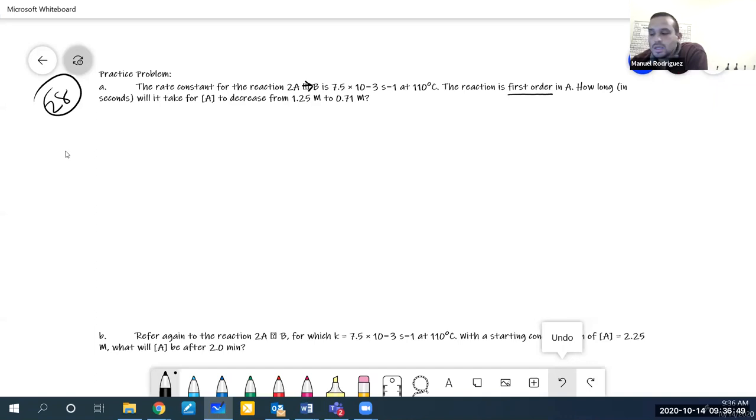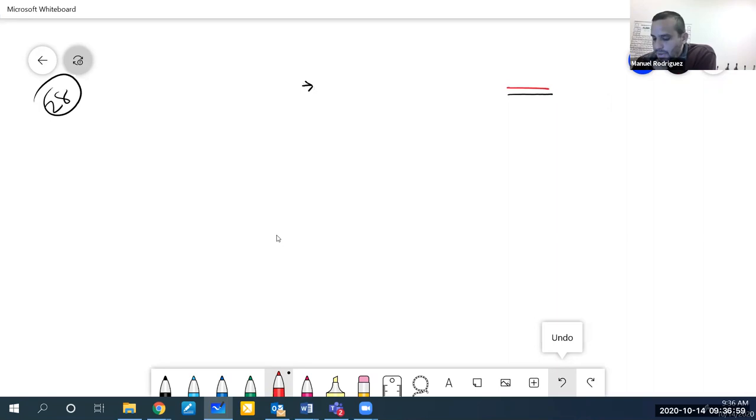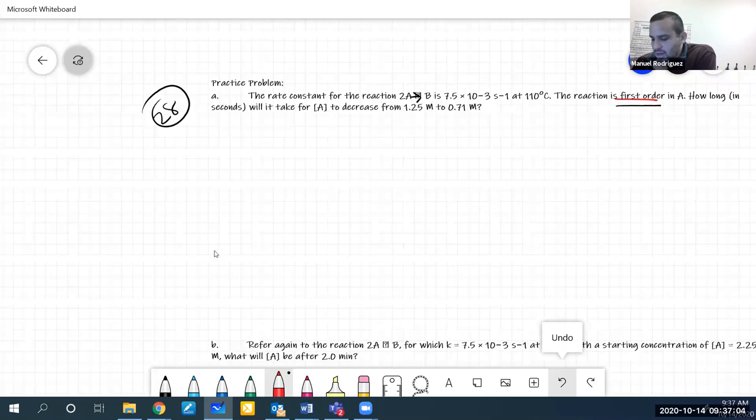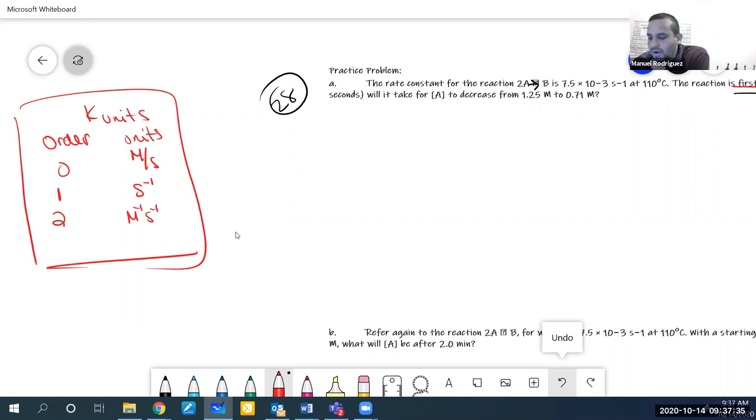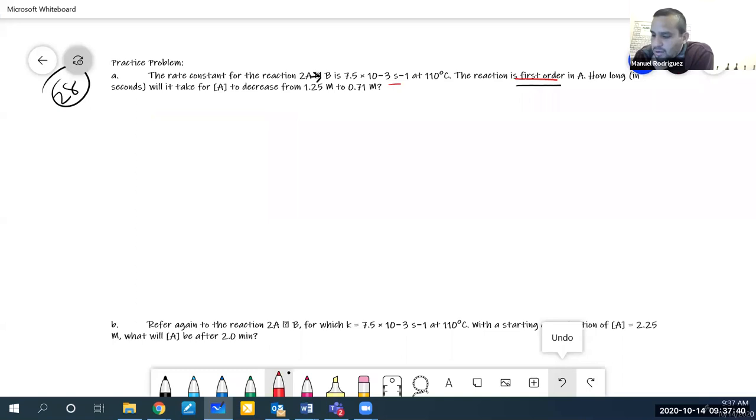Good? Something to be really careful about is that I could actually give you this problem without that information. And you still should be able to know what order to use, because last time we talked about the K units. So the K units can tell you what order to use. If the order is 0, the units are molar per second for K. If the order is first, the units of K are seconds to the minus 1. And if the order is second, the units are M minus 1, S minus 1. So based on the K units, you can also figure out what order the reaction is. So if you didn't have that, you can see how the K units are S to the minus 1. So that will also tell you that the reaction is first order. Does that make sense?